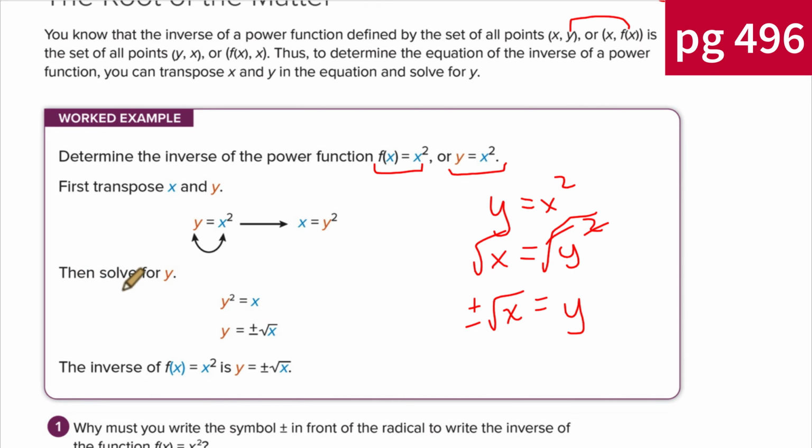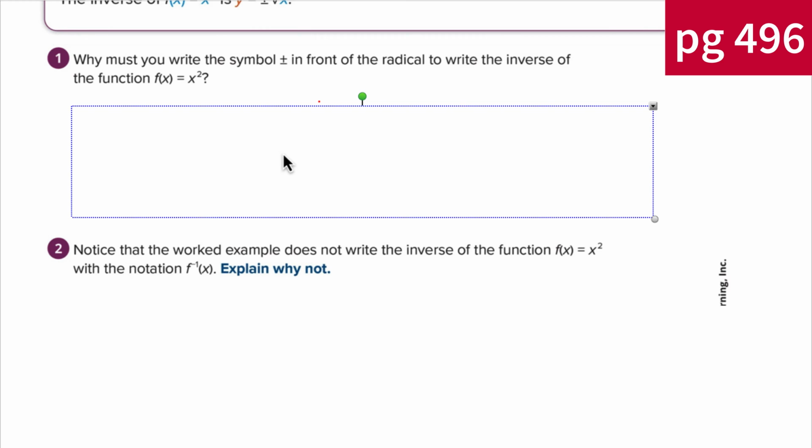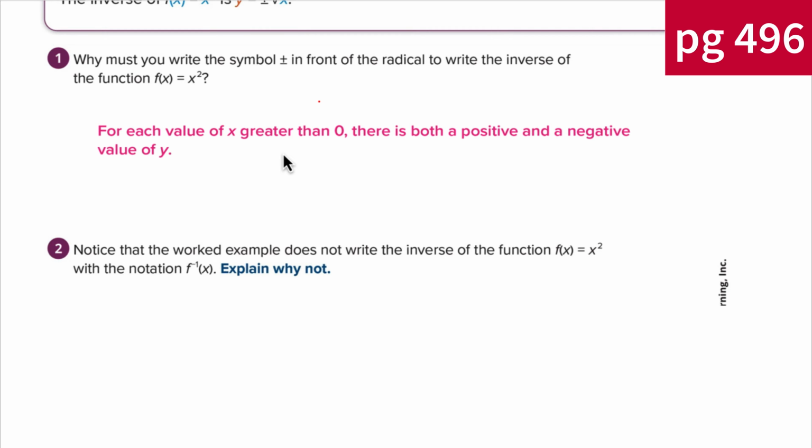And so when we solve it, y equals plus or minus square root of x. The inverse of f of x equals x squared is y equals plus or minus square root of x. Wow. So the first question here is, why must you write that plus minus? We just kind of talked about it. For each value of x that's greater than 0, there's both a positive and negative value of y for the inverse. And I'm going to make this real quick, but last lesson we talked about graphing those inverses, right?